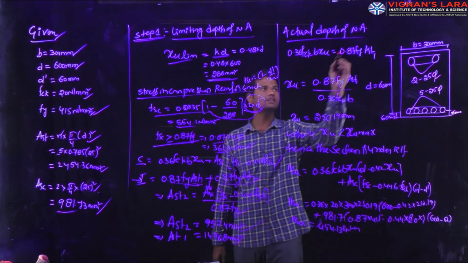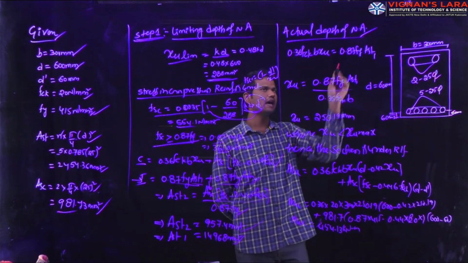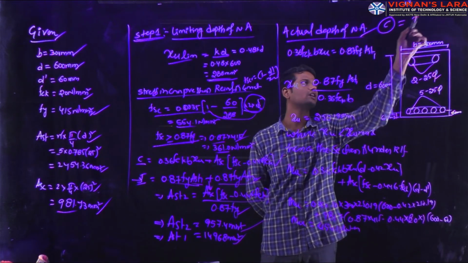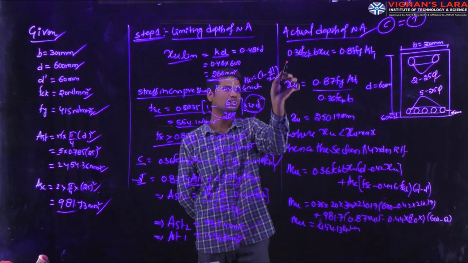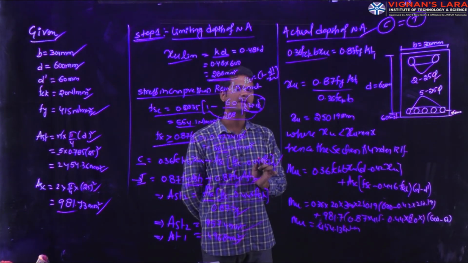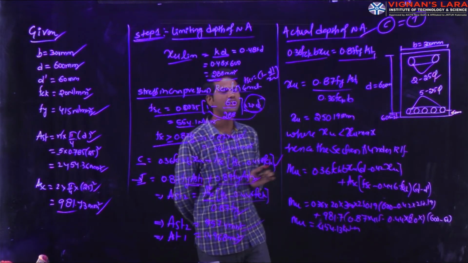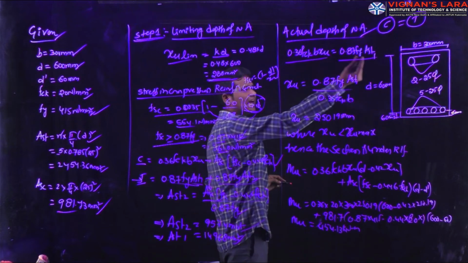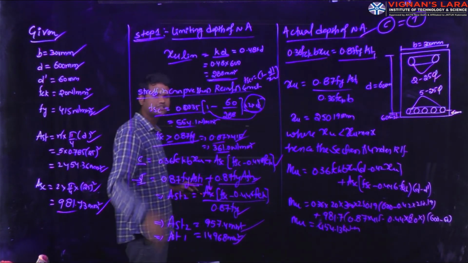Next we have one more formula, the actual depth of the neutral axis. For this, we use the formula: total compressive force equals total tensile force. The total compressive force is nothing but 0.36 into FCK into B into XU. The total tensile force equals 0.87 into Fy into AST1. For calculating this AST1, we have solved this much procedure.